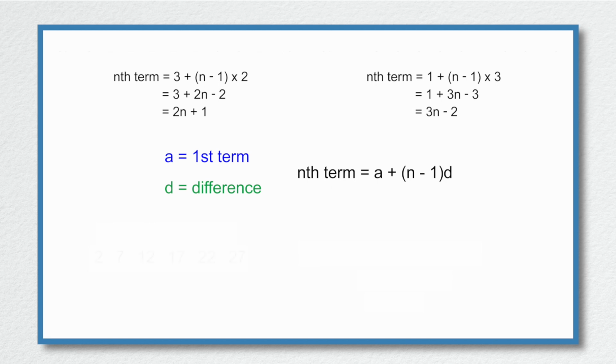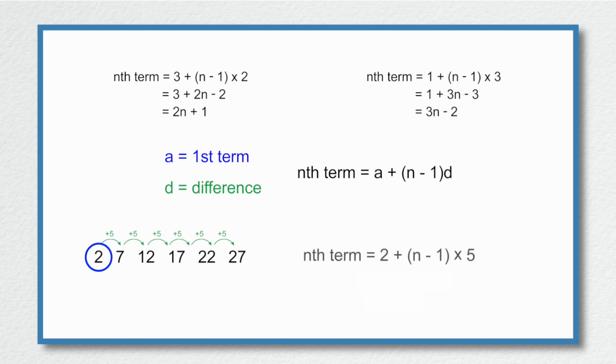So if I wanted to find the nth term of this sequence here, well, the first term is 2, and the difference between each term is 5. So the nth term is 2 add n subtract 1 all multiplied by 5. And this simplifies to 2 add 5n subtract 5 if we multiply out the brackets. And this is equal to 5n subtract 3.